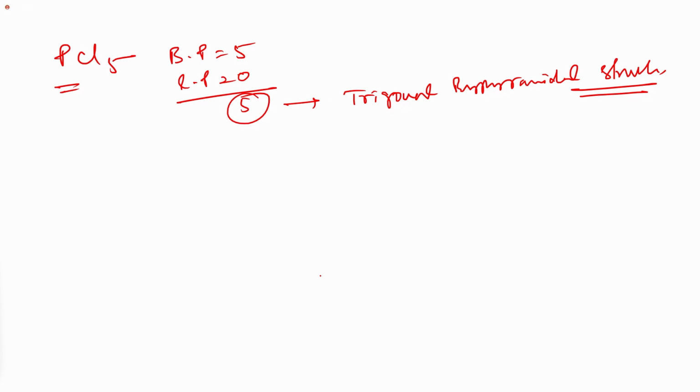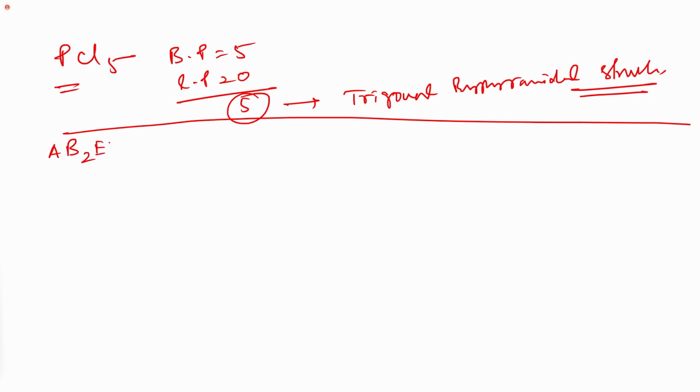Now, the second point is the molecule type. It is similar to what I am telling. Again, suppose this is a molecule AB2E, where A is the central atom and E stands for the lone pair. So when it is AB2E, the bonded electron pairs equal 2 and the lone pair equals 1. So the total is 3.